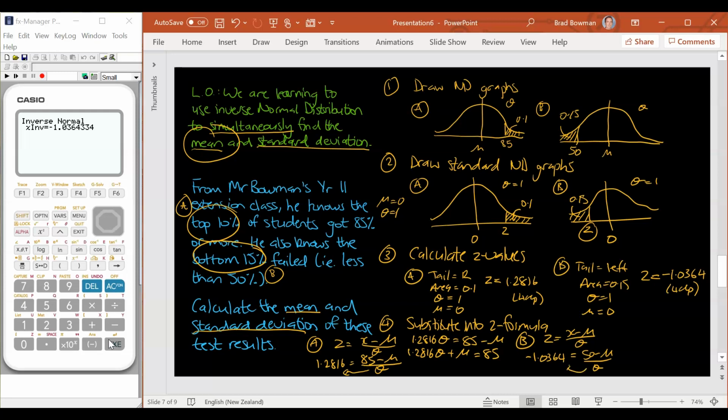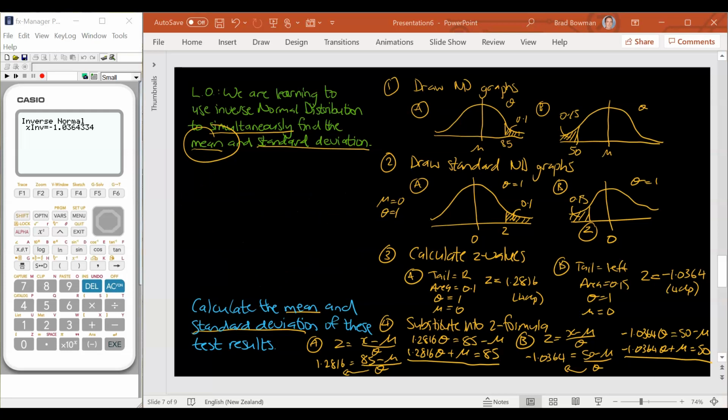Same thing, this division, we're going to move over as multiplication. So negative 1.0364 standard deviations is equal to 50 minus the mean. And again, that minus a mean, we're going to now go plus it on the other side. So minus 1.0364 standard deviation plus the mean is equal to 50. And there's our second equation. I'm just going to underline the two equations.